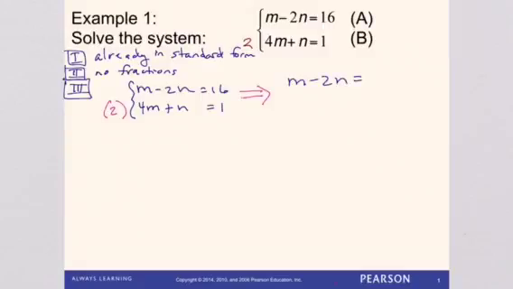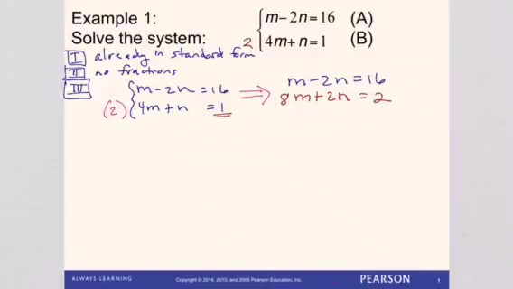m minus 2n equals 16. And then the new equation, which will be 8m plus 2n equals 2. Don't forget to multiply the 1 by the variable as well. Okay? So that was step 3.